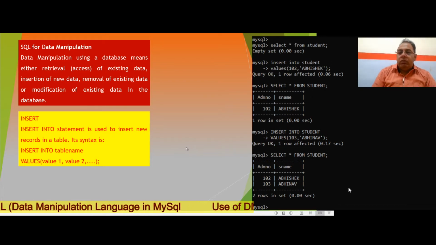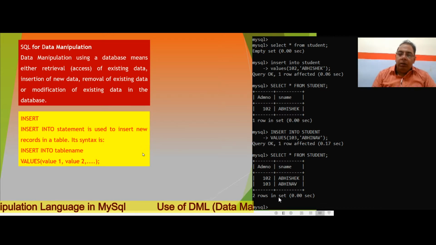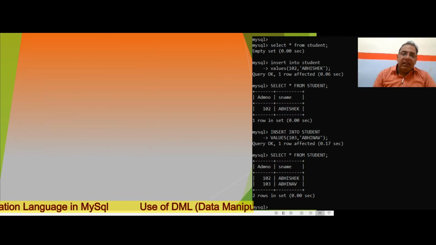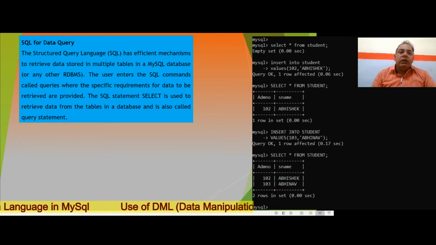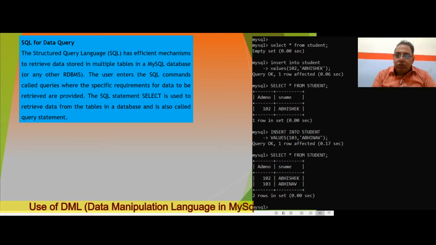Yes, now here I have two records in the table, Abhishek and Abhinav. Now into the next step we will move, and here we have SQL for data query. The Structured Query Language has an efficient mechanism to retrieve data stored in multiple tables. Sometimes we have multiple tables in a database.